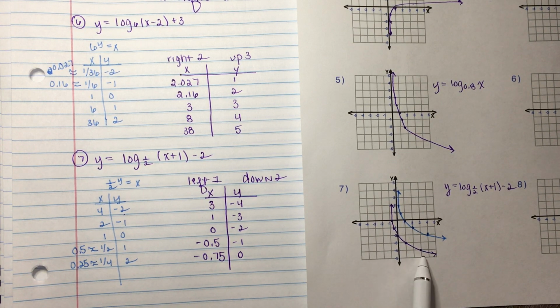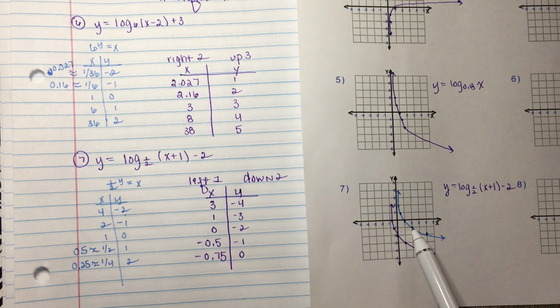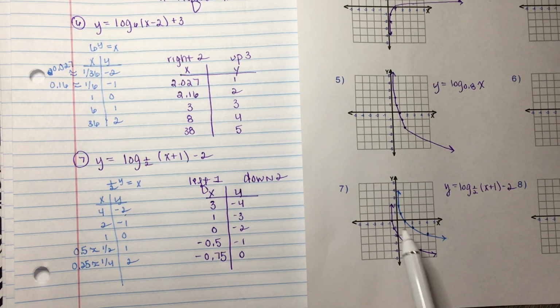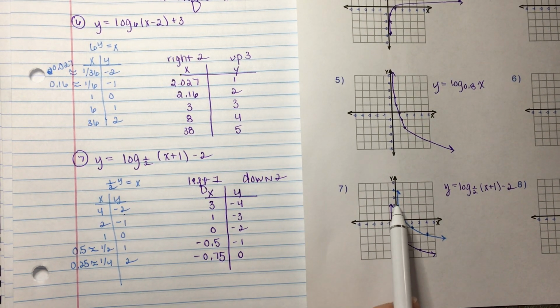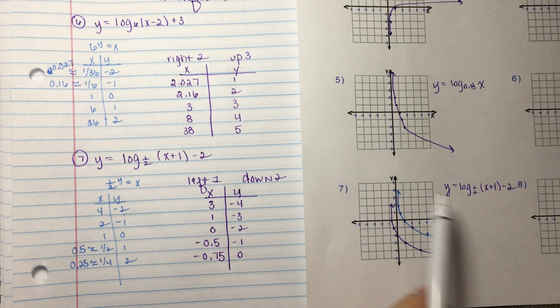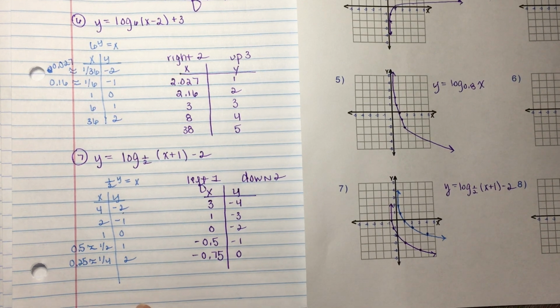And we see here we have 3, -4. We have 1, -3, 0, -2, negative a half, -1, and then -0.75, 0. And then I could see if I start on this point and I move left 1 down 2, I'm at my transformed point. If I start at this point and I move left 1 down 2, I'm at my transformed point. Same thing, left 1 down 2, I'm at my new point. Left 1 about here, down 1, 2, I'm here. Left 1 down 2. So you can always just start with the parent function and transform each individual point. All right, hopefully this video helped.